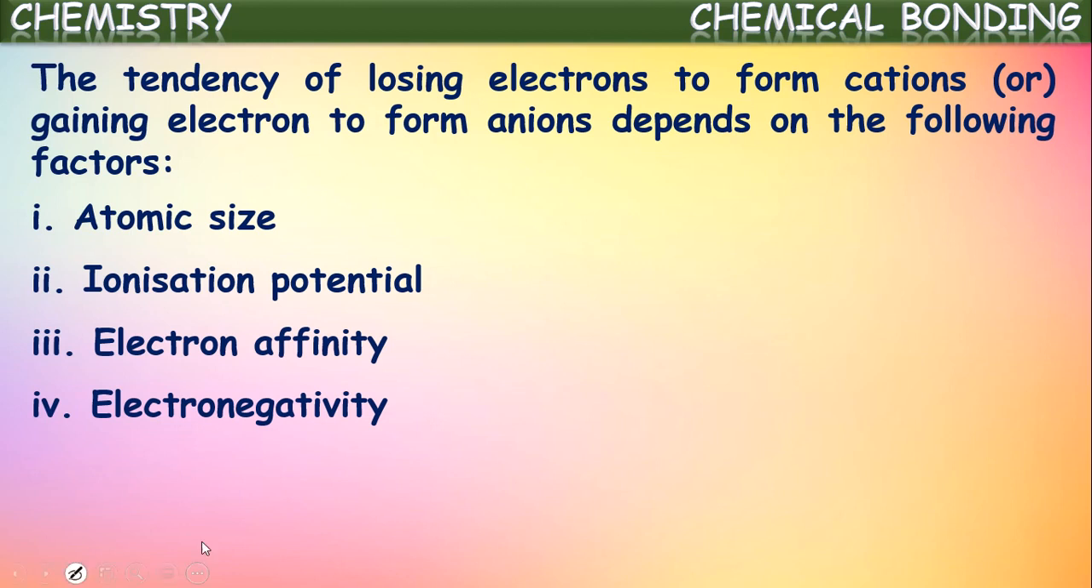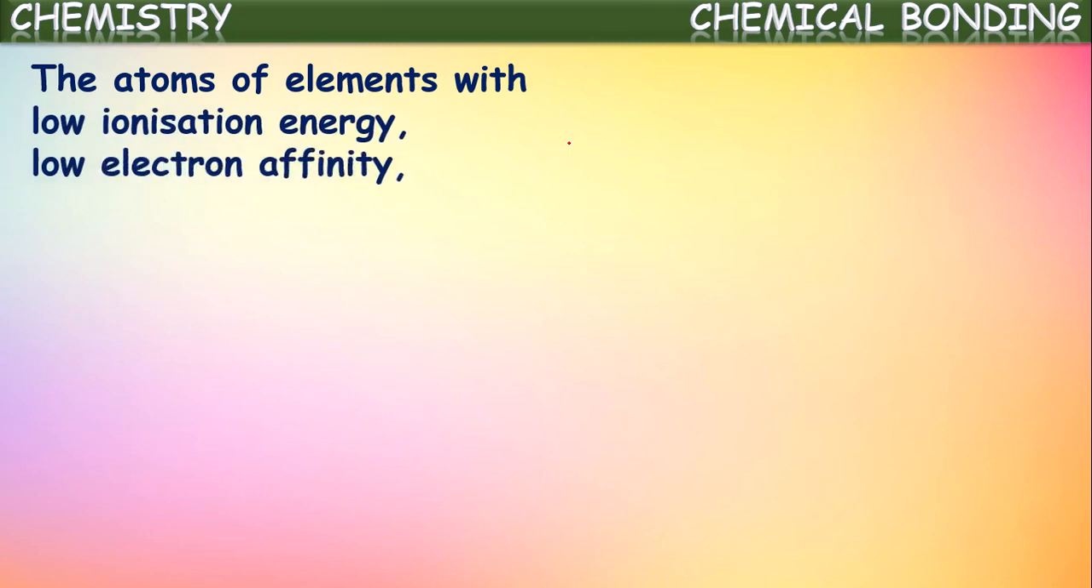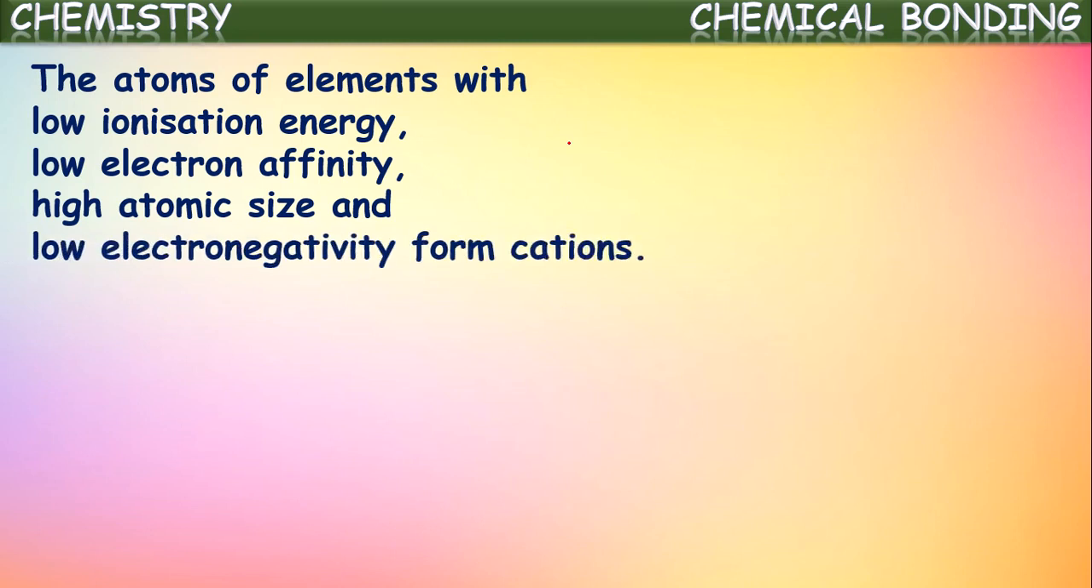That means atoms with greater size will form cations easily, and atoms with very small size form anions easily. Let us see that. So the atoms of elements with low ionization energy, low electron affinity, high atomic size and low electronegativity will form cations easily. Those elements with these characters can lose electrons easily, and thus they form cations.